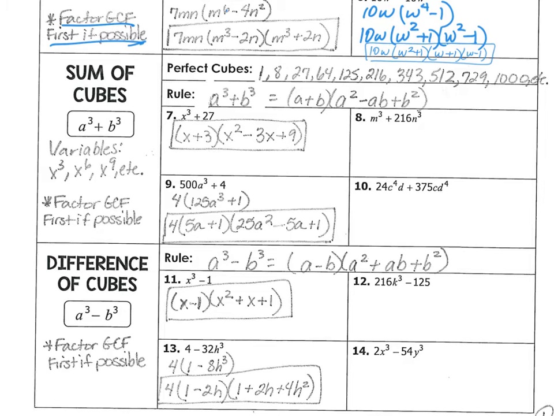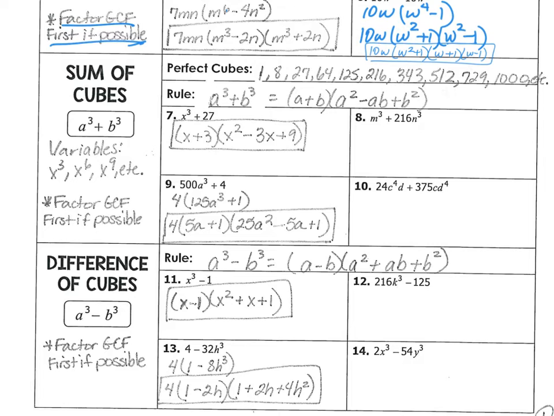Now, perfect cubes would be numbers like 1, 8, 27, 64, 125, etc., where you have 3 things that can be multiplied together to get a number. So, for example, 2 to the 3rd, 2 times 2 times 2 is 8. 27 is a perfect cube because 3 times 3 times 3 is 27, and so on.